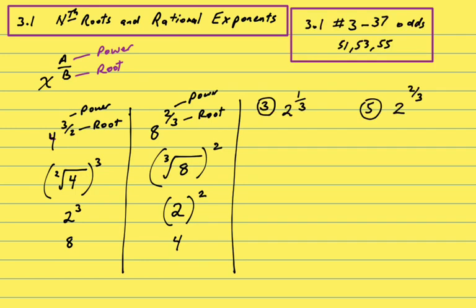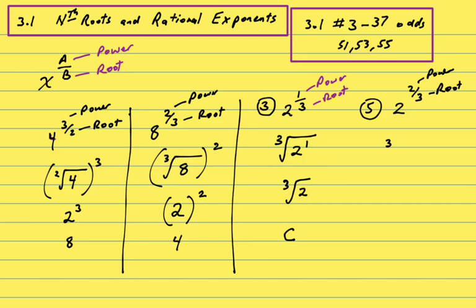Okay, 3.1 in Algebra 2 honors, we're going to be doing 3.1, 3 to 37 odds, numbers 51, 53, and 55. I think I told you that it is always power over root. So it is the third root of 2 to the first power, so it would be the third root of 2. And I believe this matches answer C in the textbook. Again, this is power over root.